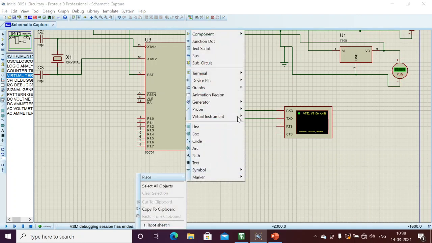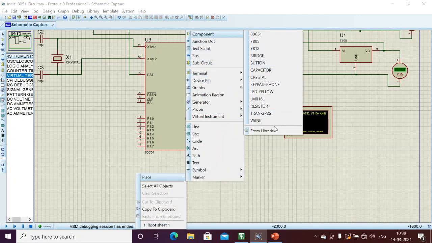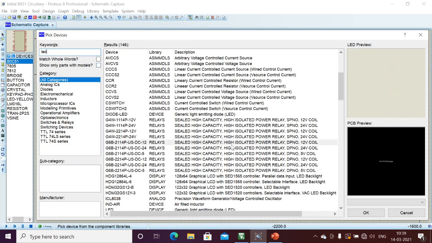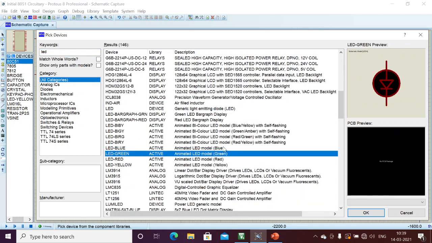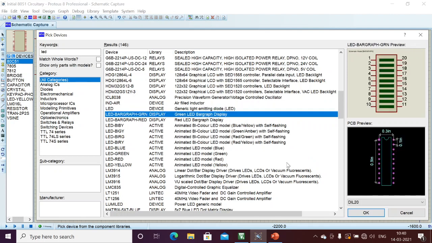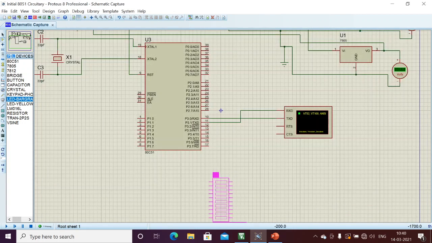Okay, I will take some LEDs. Whatever the received data, A means 41, I should receive, right? In a similar way I can take a group of LEDs. I will check whether my 41 value is received or not. Here I am just taking the green LEDs, a group of LEDs.